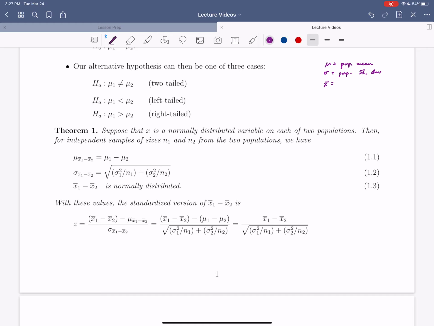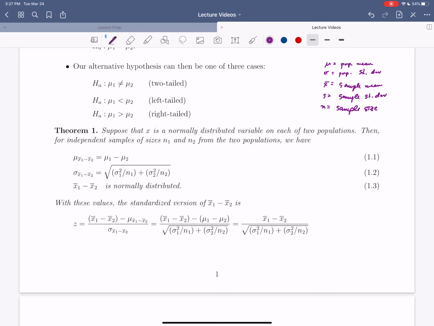X bar stands for the sample mean. S is the sample standard deviation. And N stands for the sample size. If we put a subscript of 1 on here, that means that these are all the terms for the first population. If we put a subscript 2, that means that we're talking about the second population. Other than that, everything is fine.